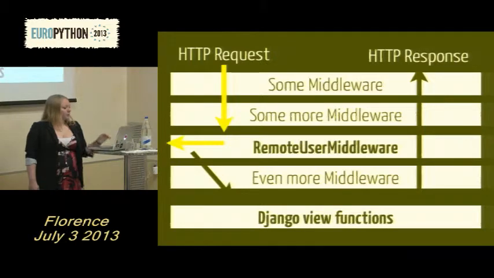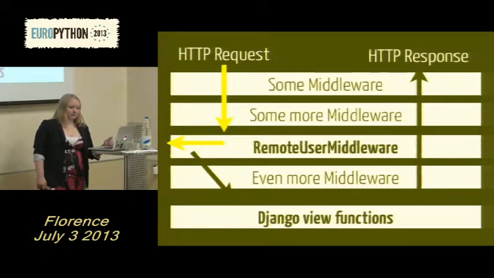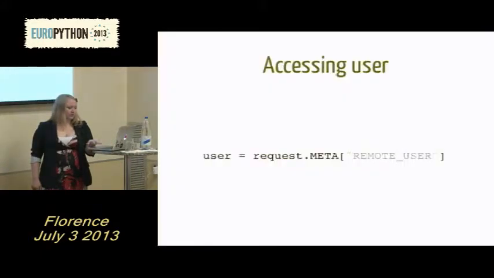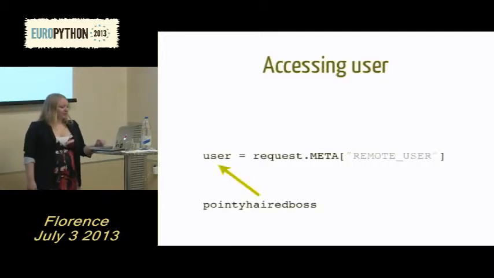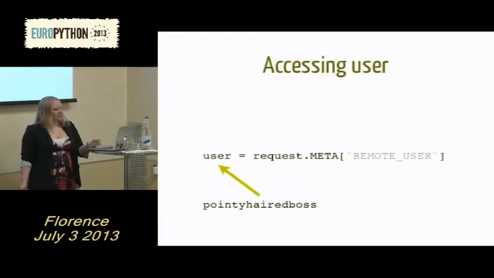But when you use a remote user middleware, it bounces out and defers to Apache or maybe another installation of authentication. And then when the request comes back through the middleware and into the view functions, the remote user header is added to the HTTP request. So you might have seen this before. request.META REMOTE_USER is how you can grab the username itself. And if you allow Django or Apache to strip the realm, it should just be like pointy-haired boss. All right. So that's pretty much how you set up Django to defer for authentication.